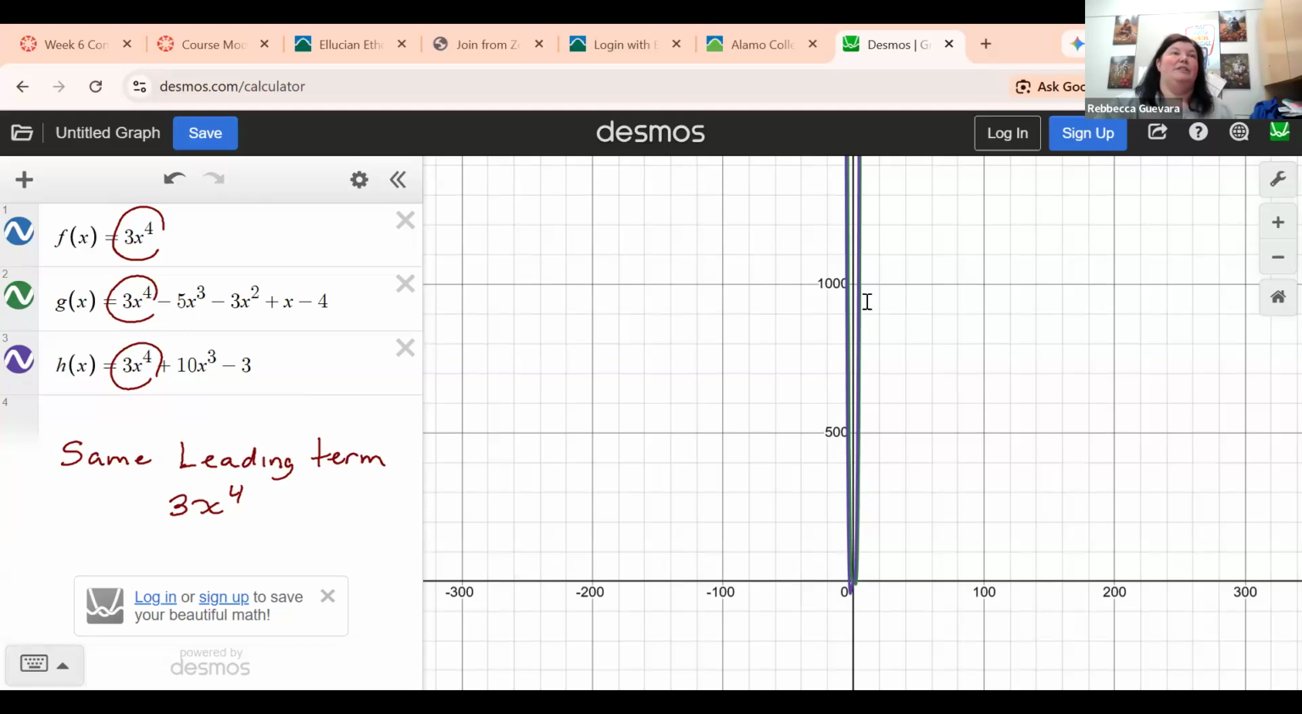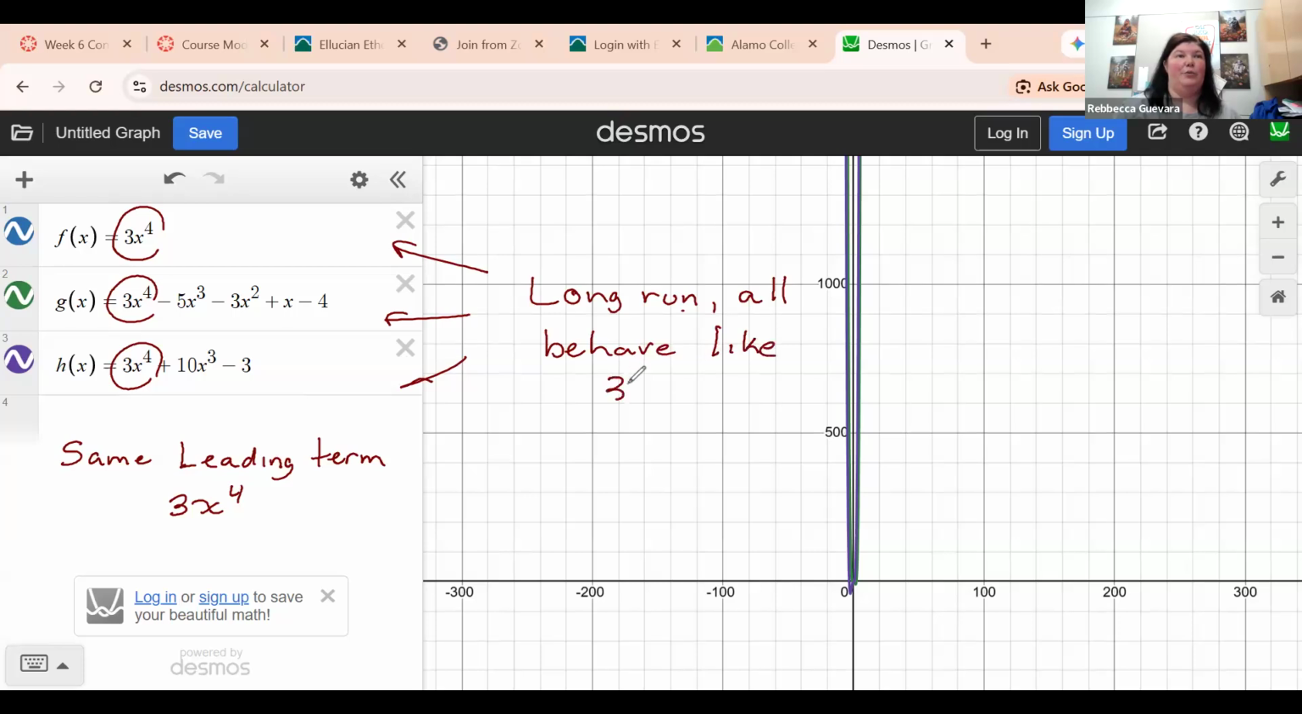So what's happening here is that this leading term overpowers the rest of the function, and all of these, regardless of what else is going on, in the long run all behave just like 3x to the fourth. They're just going to behave like that part right there, that part of the polynomial. Okay.